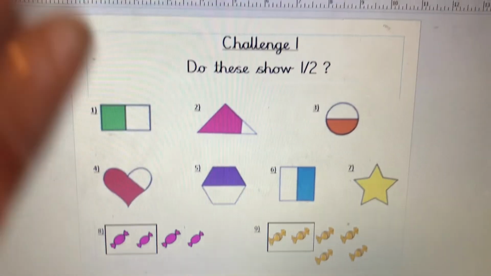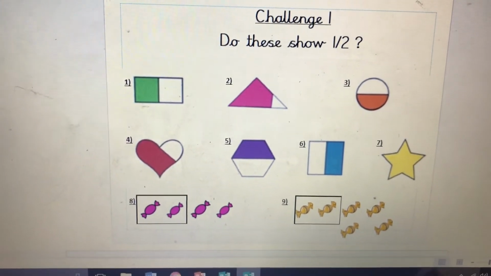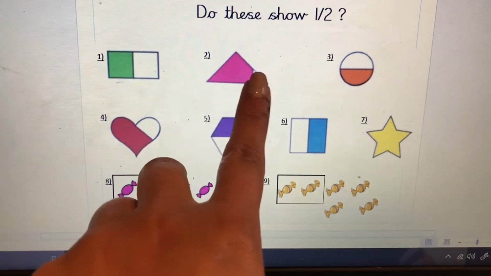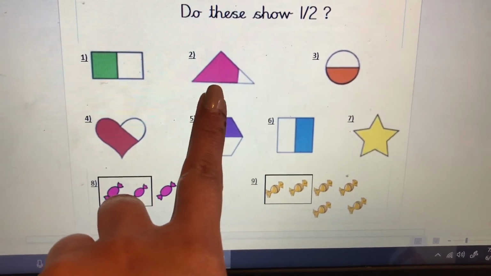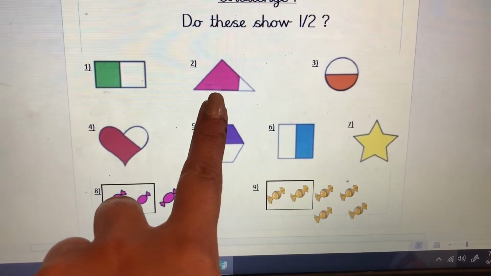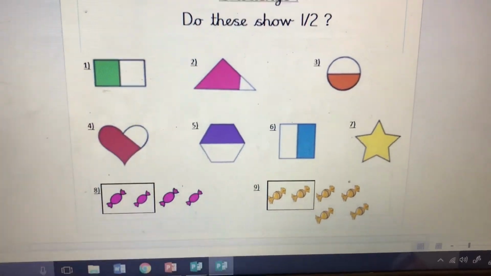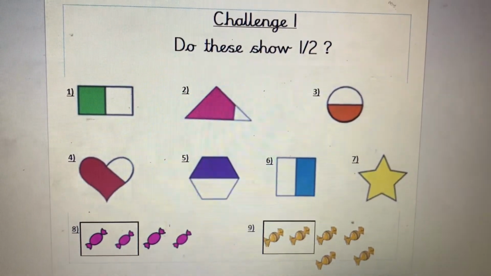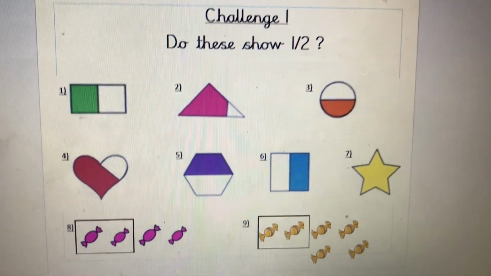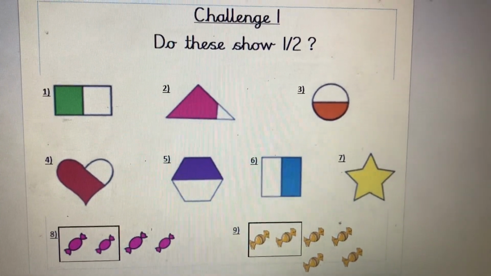In your textbook, you can just write 1, 2, 3, 4, 5, 6, 7, 8, 9. The next one. 2 equal parts make my whole. I have one of those equal parts. Do you think that's true? Give it a tick or a cross. All the way to question 9. That is challenge number 1. If you'd like to pause the screen now.